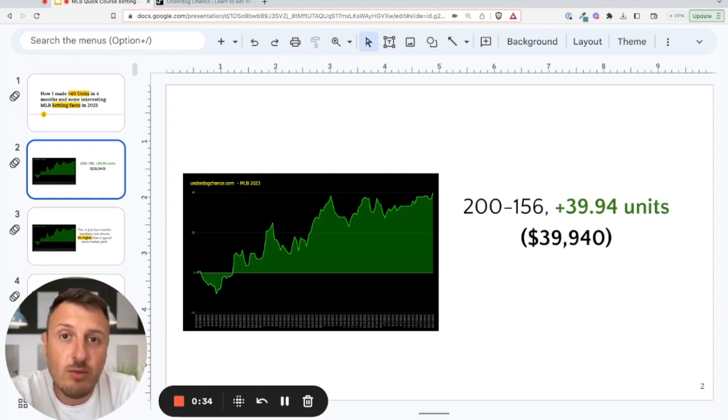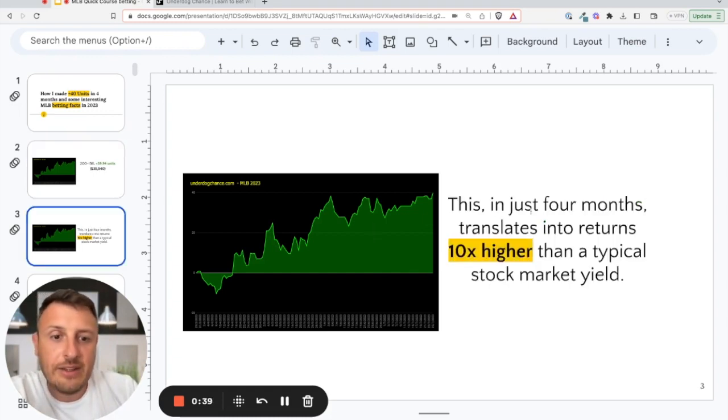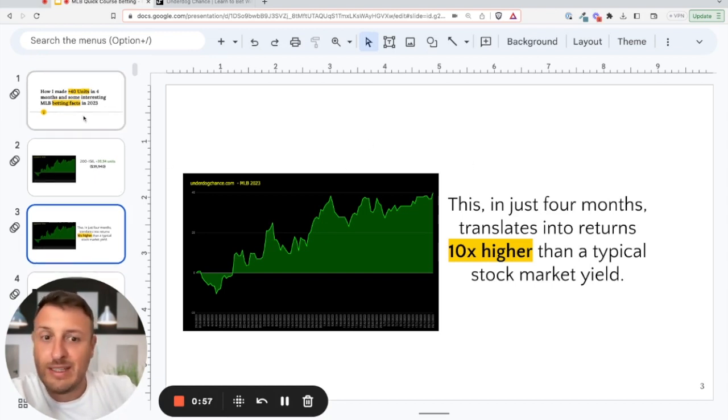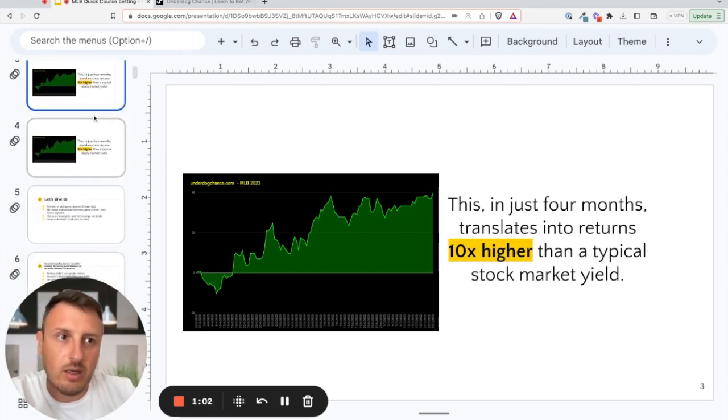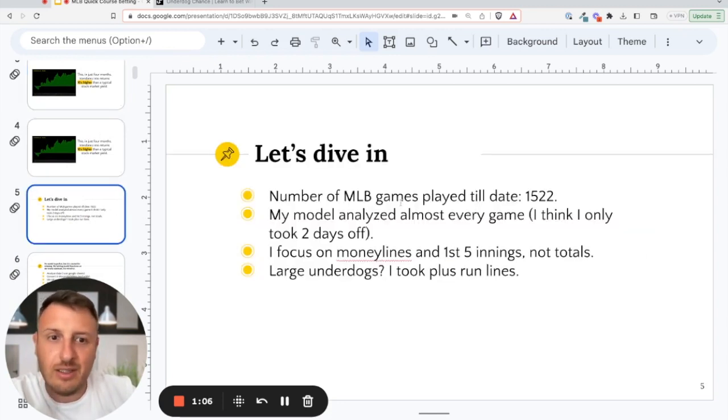My goal was to make 40 units until the end of the season, which is basically 10 times higher than the typical stock market yield at this moment. If you can make 40 units in a baseball season, this is around 7 times better than the stock market. And if you can do this on a yearly basis, you can build wealth, and this is my goal. Okay, but I already reached 40 units today. This is July 26th. So let's dive in how I did it.